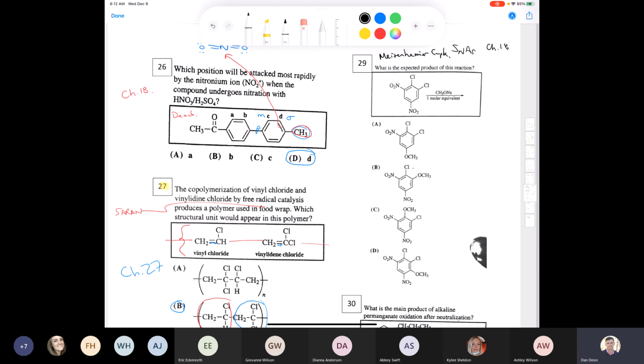And you remember that in order for a nucleophilic aromatic substitution reaction to occur, you've got to have a strong nucleophile. Well, we've got that, right? We've got methoxide, so that's good. You've got to have a good leaving group.